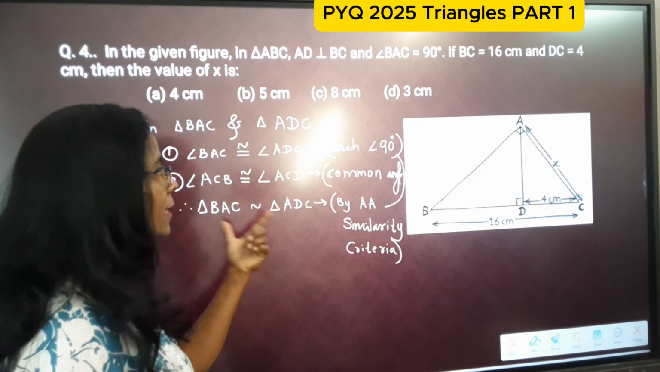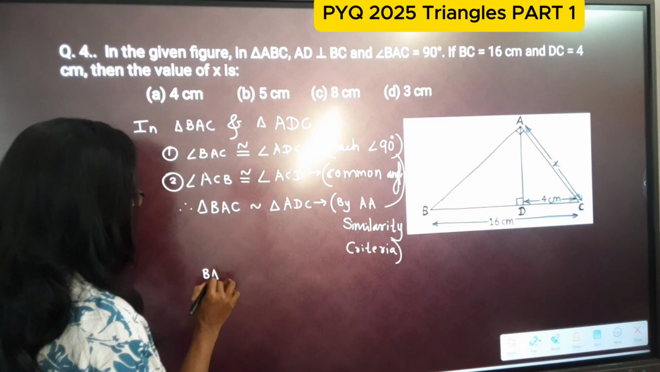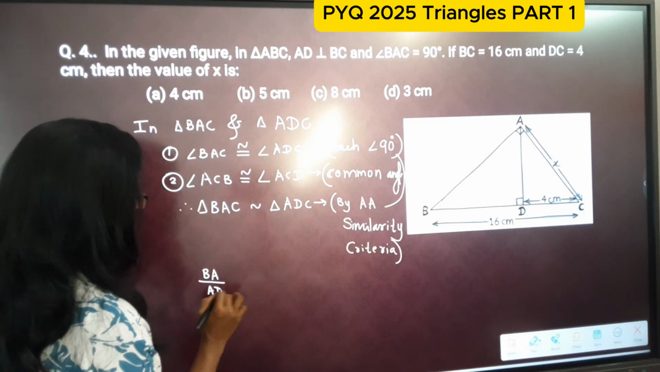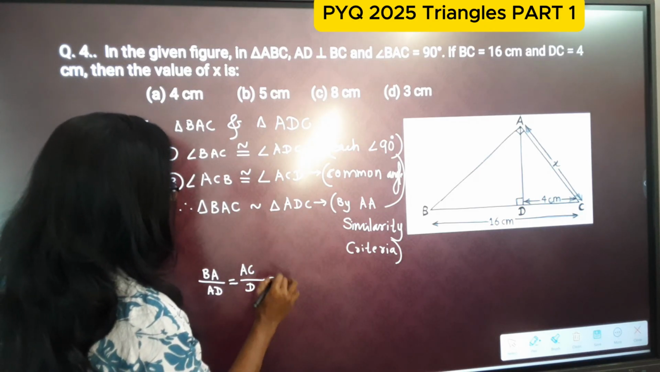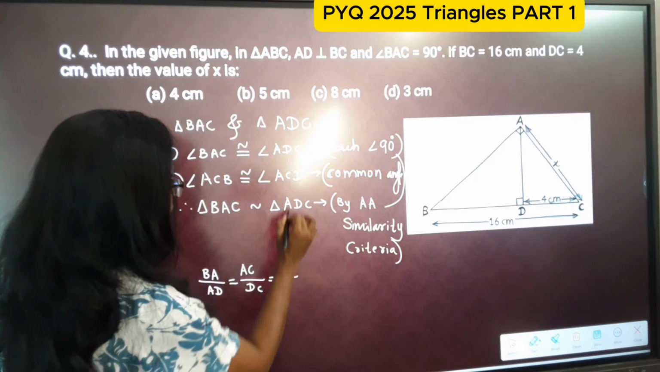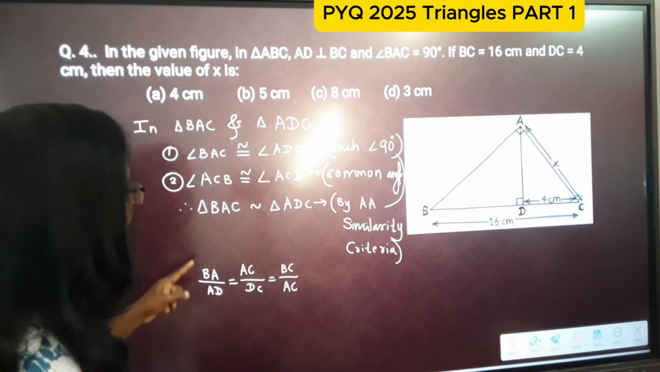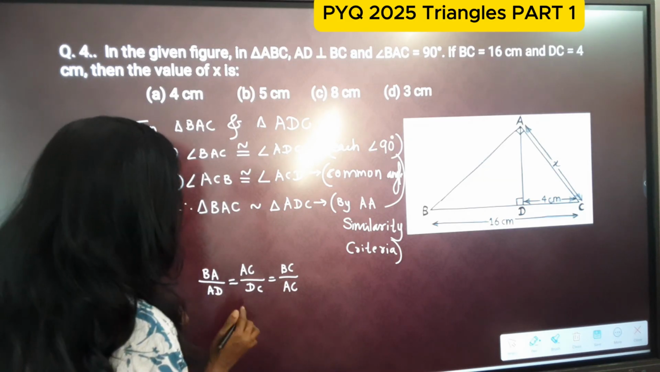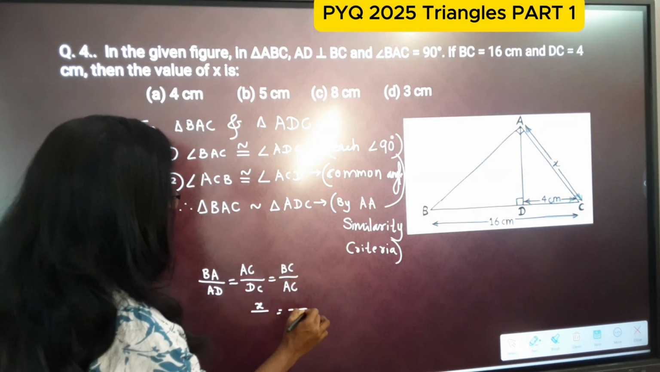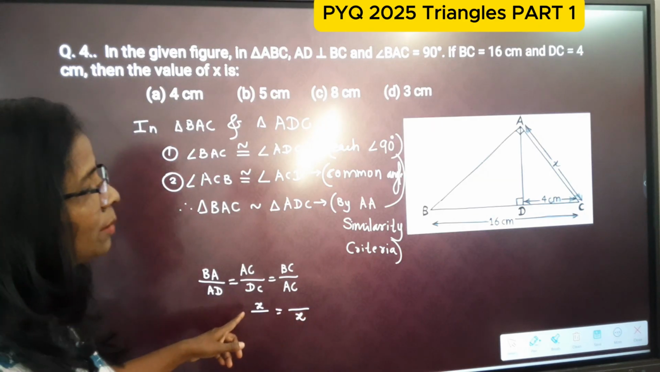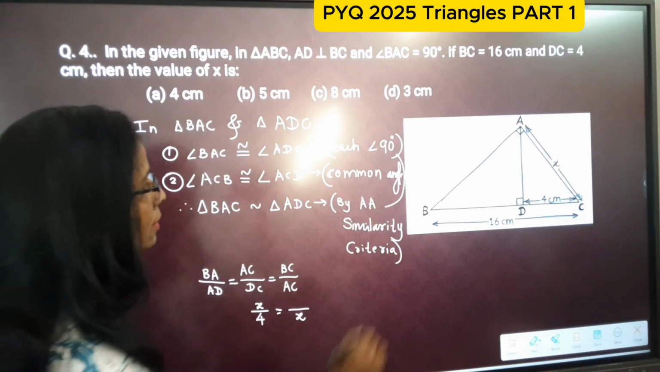Now here, as the triangles are similar to each other, that means their ratios of sides are equal. So BA upon AD is equal to AC upon DC is equal to BC upon AC. We don't know BA or AD, so we avoid that. AC is X here. The measurement of DC is 4 and BC is 16 centimeter.